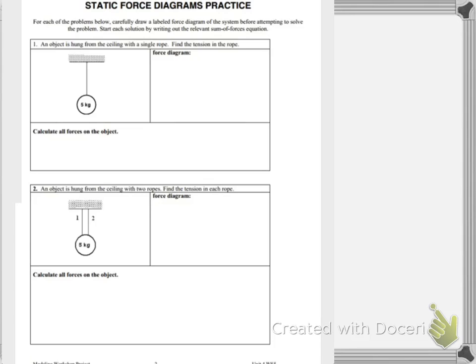So your first step is going to be to draw your force diagram. So we'll go ahead, we'll draw the rope. We will draw the 5 kilogram mass hanging below it. And now we want to be able to draw the forces on this mass. Always, always, always, there will be a force due to gravity. That force due to gravity is trying to pull this mass down.